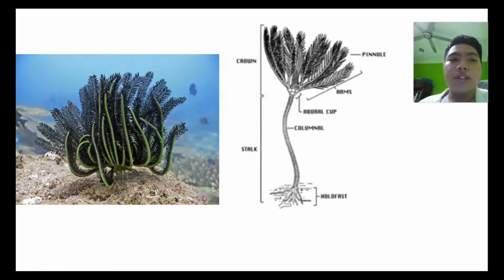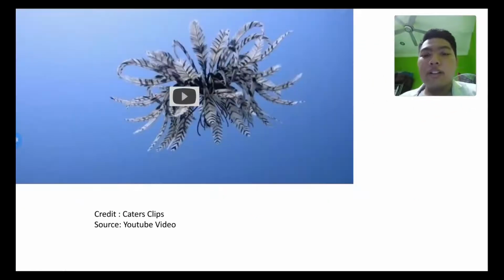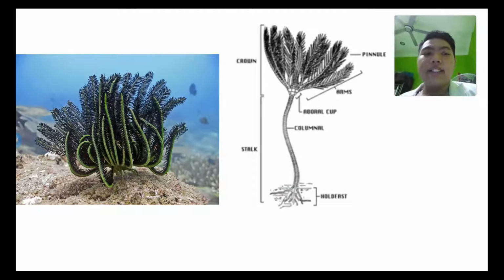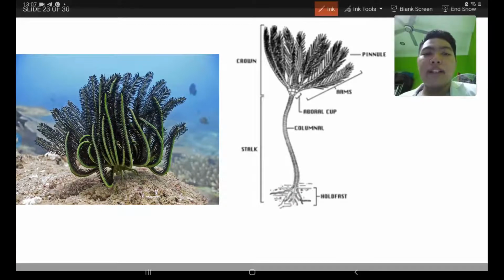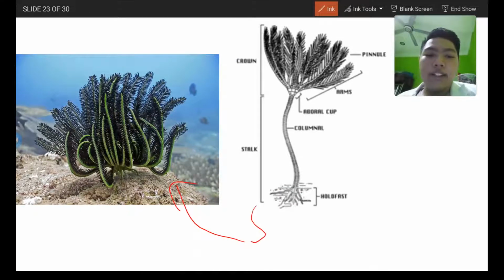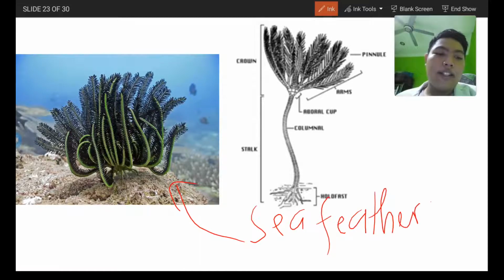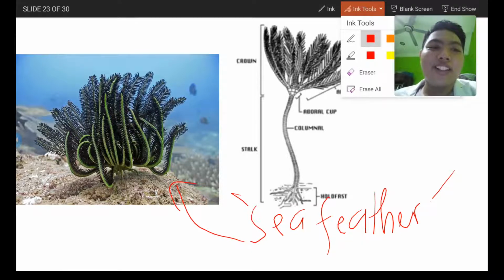This is what we call a sea feather. You can see that it looks like a feather. That's why they call it a sea feather.